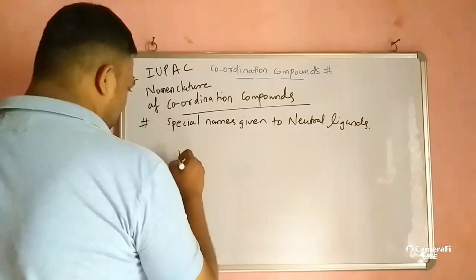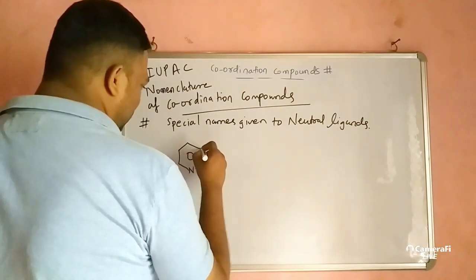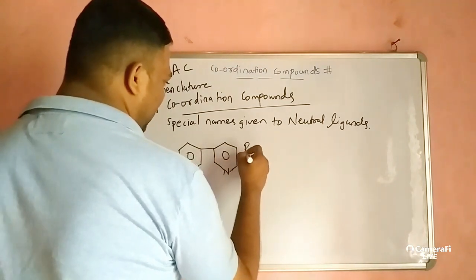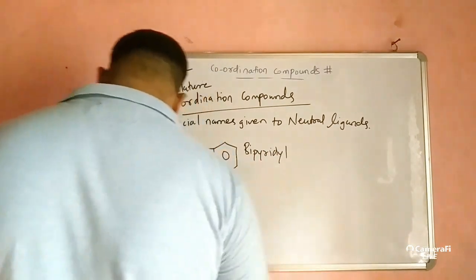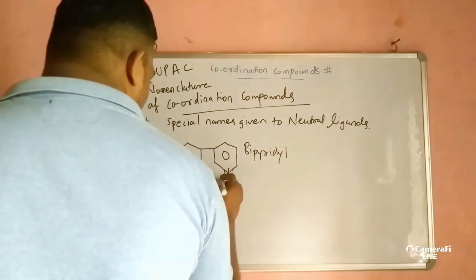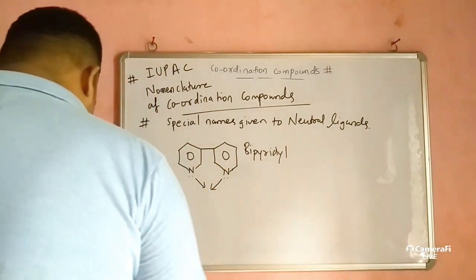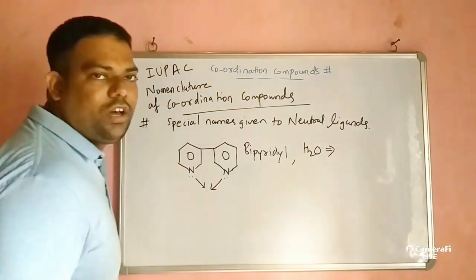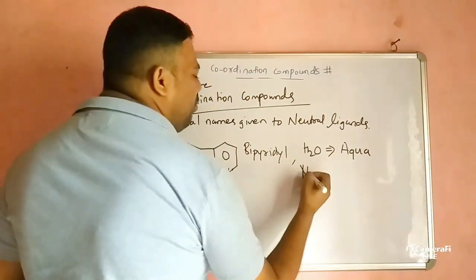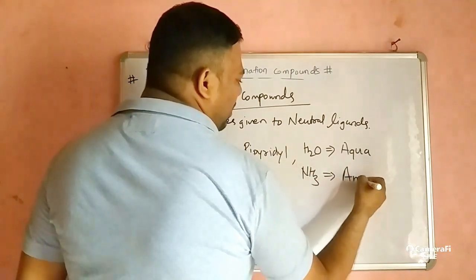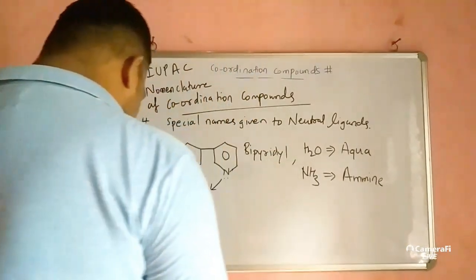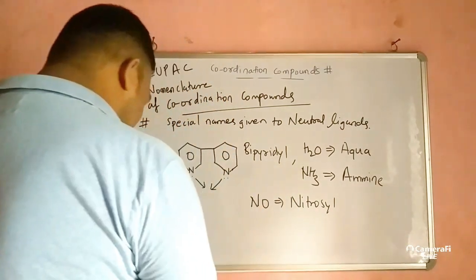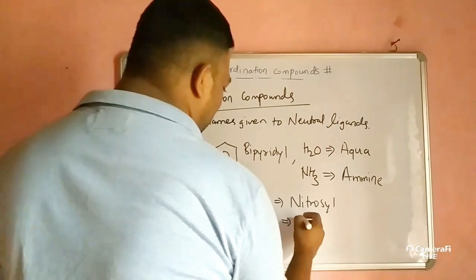Like this one, bipyridyl, a bidentate compound. H2O, which we call water, but here aqua. Ammonia, but here we write ammine. NO is nitrosyl. NO2, somewhere we are writing as nitro.